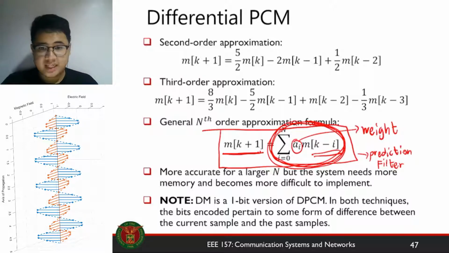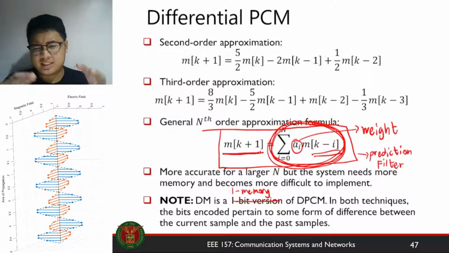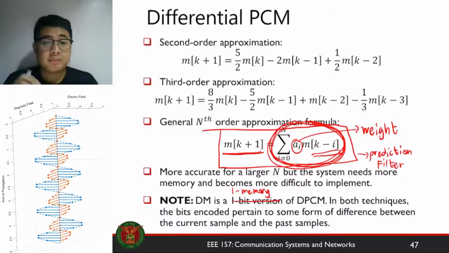Just a note that the delta modulator is actually, sorry, not a 1-bit version, but a 1-memory version rather. It's basically a differential PCM technique, but you're using a single memory only. You're using one past value to approximate the next value. Right? So that's the difference between the delta modulator and your differential pulse code modulator.